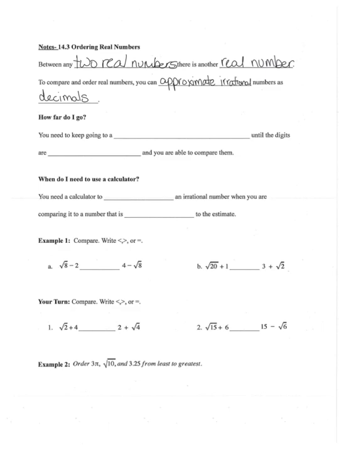So now we need to know how far we need to go. We need to keep going to a smaller place value until the digits are different and we're able to compare them. And when do we need to use a calculator? We need a calculator to estimate an irrational number when you are comparing it to a number that is very close to the estimate. So now let's look at that below.